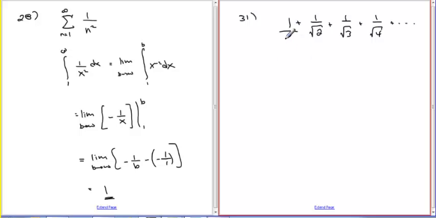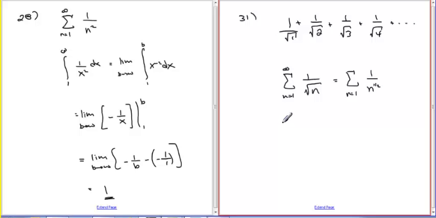The first term actually can be rewritten as 1 divided by the square root of 1, because the square root of 1 is 1, and 1 divided by 1 is 1, so they've just simplified that. So what we have in this case is the summation from n equals 1 to infinity of 1 divided by the square root of n. And the square root of n is the same as n to the 1/2 power.